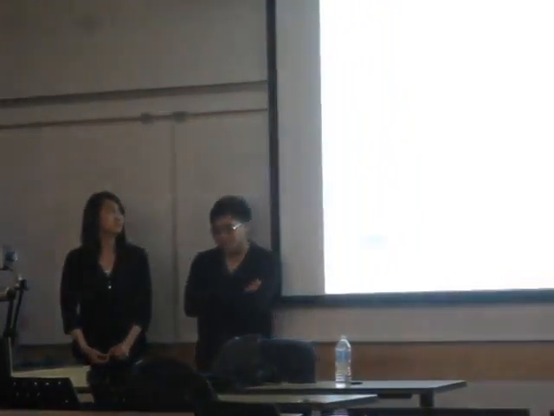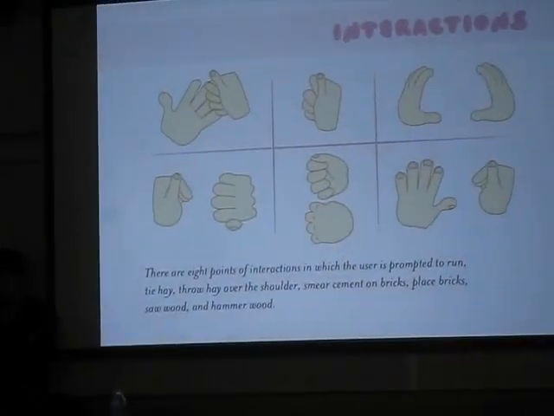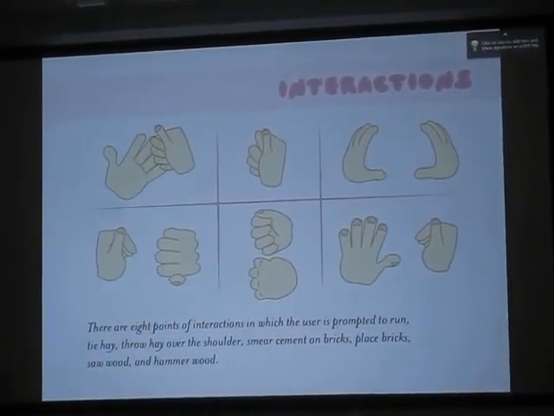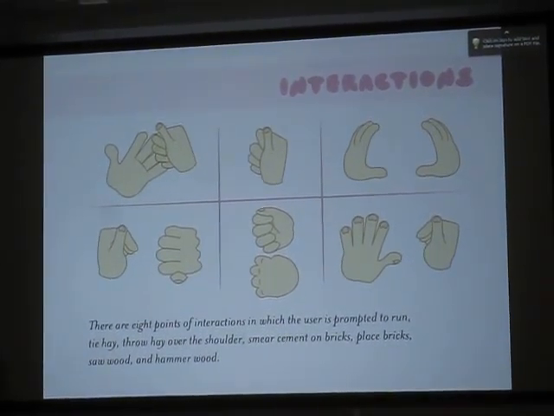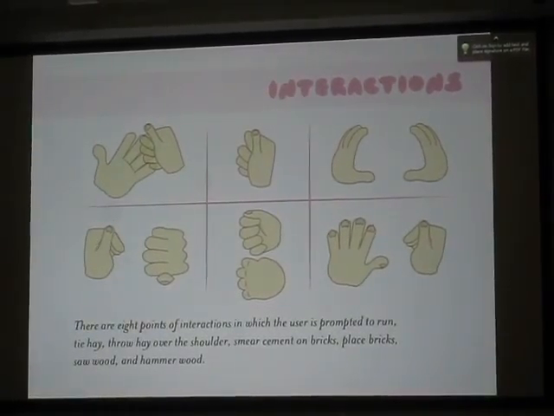And for the Flash part, we mainly use event listeners, such as data event listeners, in order to read data from Arduino to Flash. Throughout the story, there are a total of 8 interactions that you'll be able to do. These are some of the illustrations that will appear, and when they do, it prompts the user to do the necessary motion to continue the story.